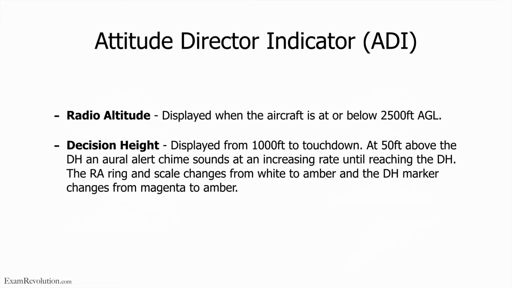So the RA ring and the scale changes from white to amber, and the DH marker changes from magenta to amber. So the radio altitude ring will change from a white color to an amber color, that's like orange, and the decision height marker changes from magenta to amber. So let me show you that.